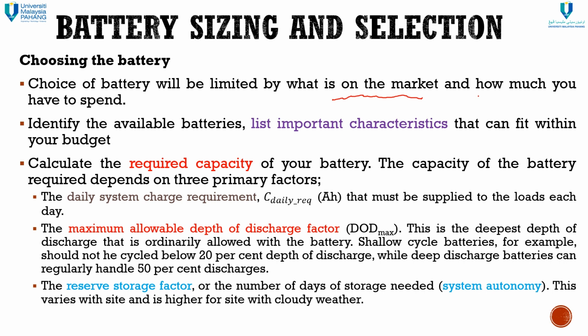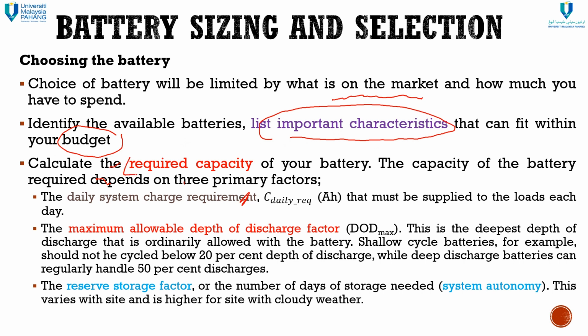Of course, each person has their own interests, their own selection, their own favorite brands, their own bias for choosing the batteries. So it's totally subjective. So identify the available batteries, list important capacity that can fit within the budget. If you don't have a problem with the budget, the thing that we are going to see is the characteristic of the battery cell. Okay.